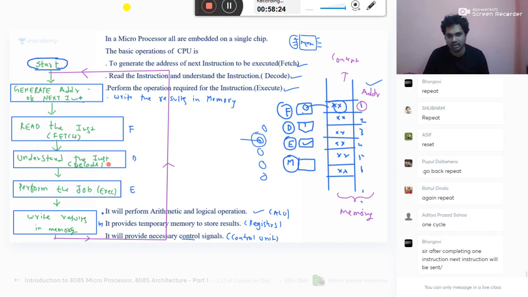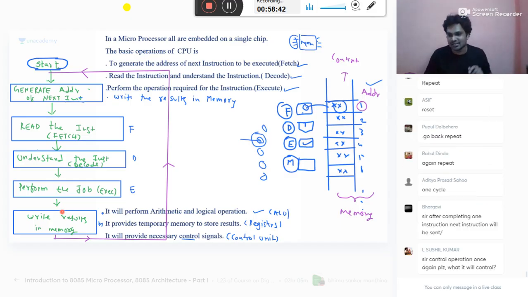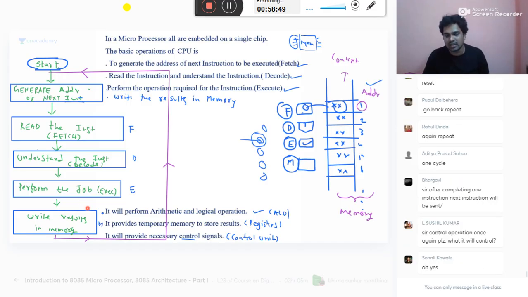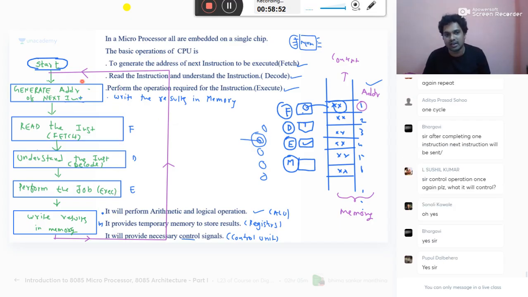The next instruction will be read on its own. Otherwise, if this line is not there, what is the disadvantage? As Bhargavi asked, it will read the first instruction, complete the job, then sit idle. Then you would have to say again, go read the next instruction, every time. Why say it? Have a circuit for that which automatically increments, a simple thing like x equals x plus 1.